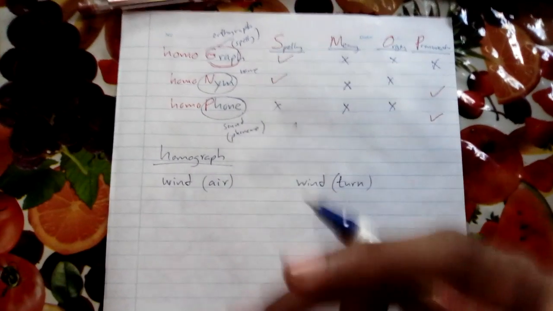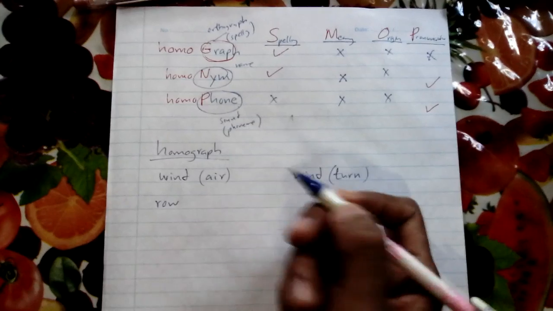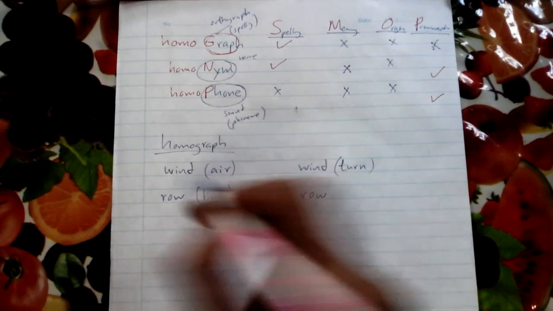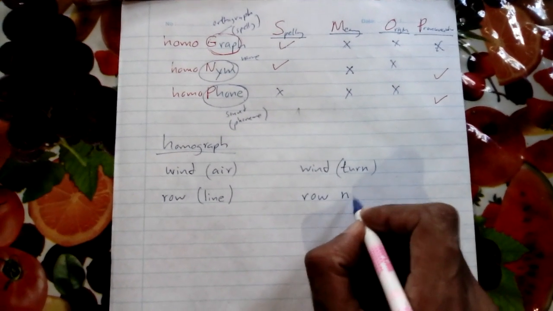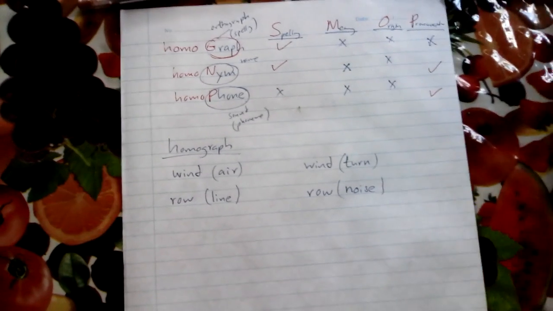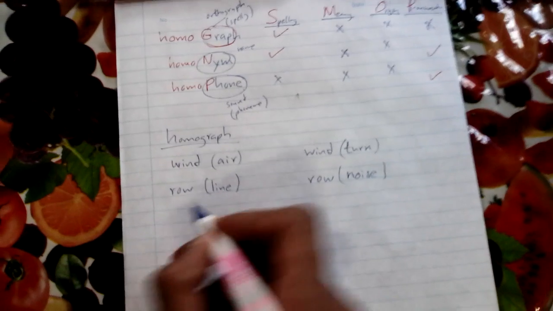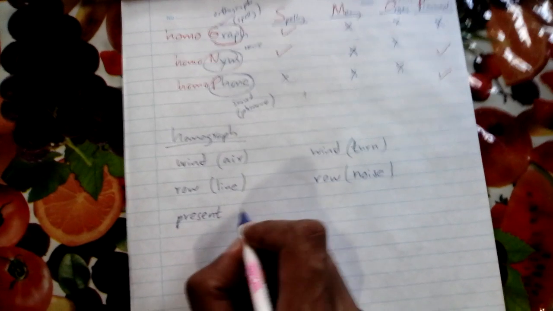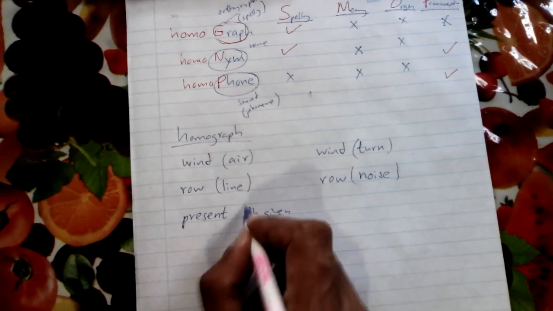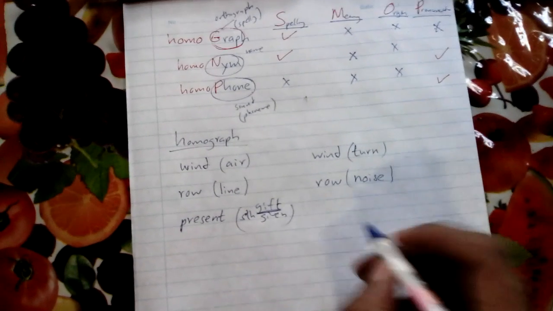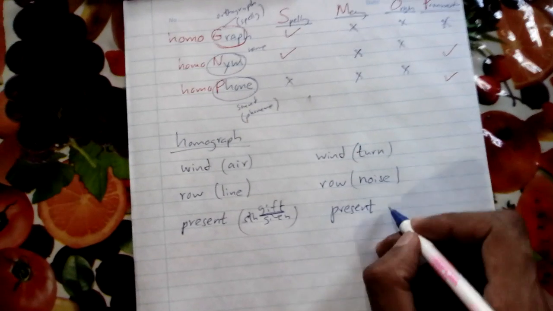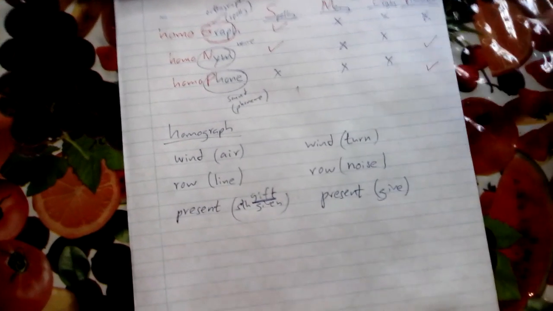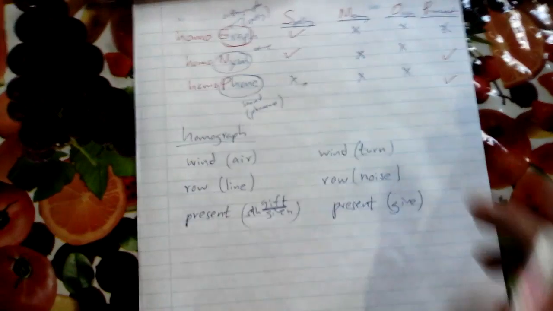I'll give you two more examples and then I'll explain it to you. This is row, you might have already stood in a row, and this is row, a large, huge noise coming from a machine or some social noise. This is present, something given as a gift. And this is present, the verb, to present letters or a speech, something like that. So now let's discuss.